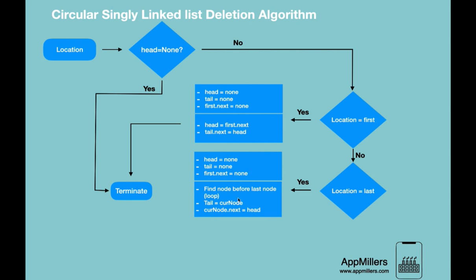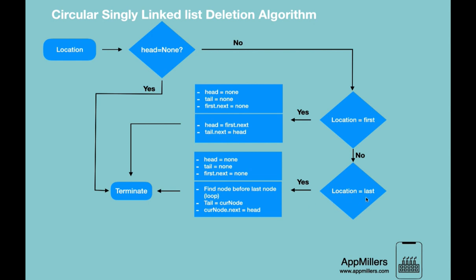Then the next case is if we have more than one node in our circular single linked list. In this case, we are looping through the circular single linked list till the node that is before the last node. Then when we reach that node, we are creating the connection between tail and this node, and we are setting the current node's next reference to head. By doing this, we are creating a connection between this node and the first node, and a connection between tail and this node. Then after finishing these steps, the last node becomes eligible for garbage collection, and the garbage collection destroys it. Then we are terminating our algorithm.